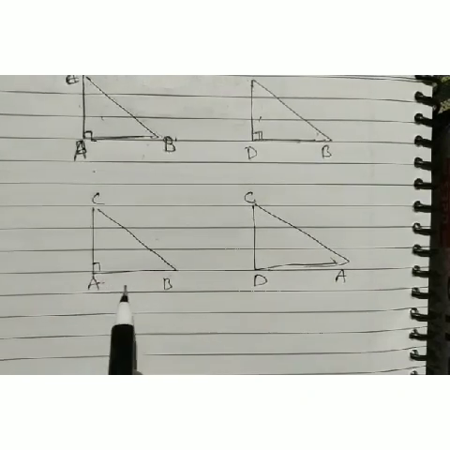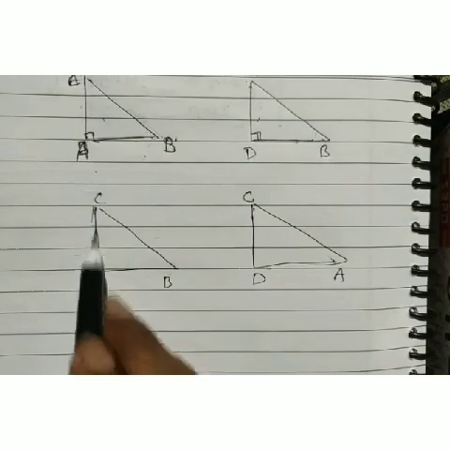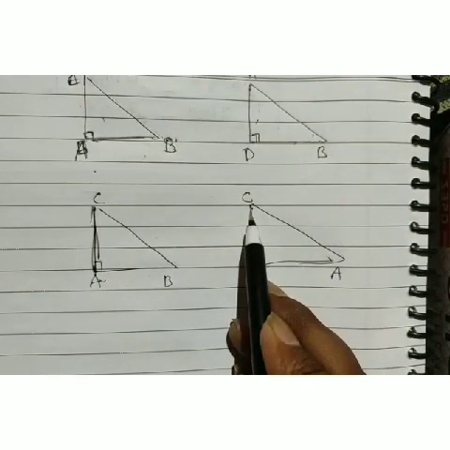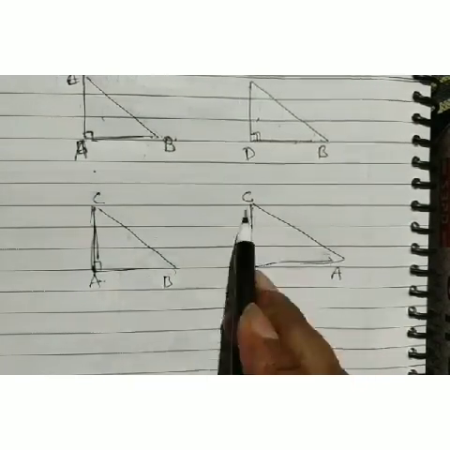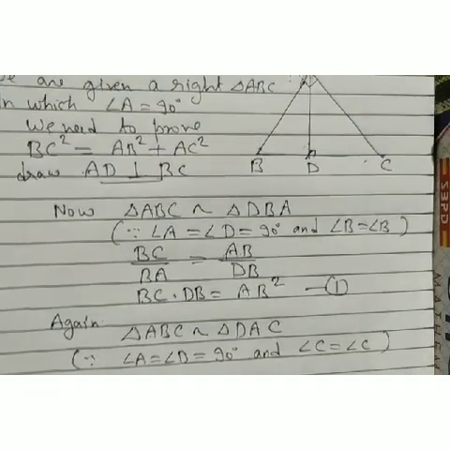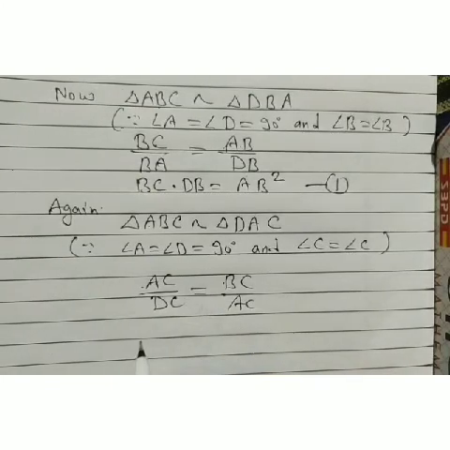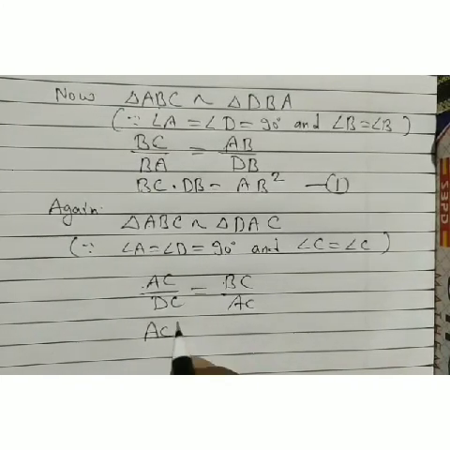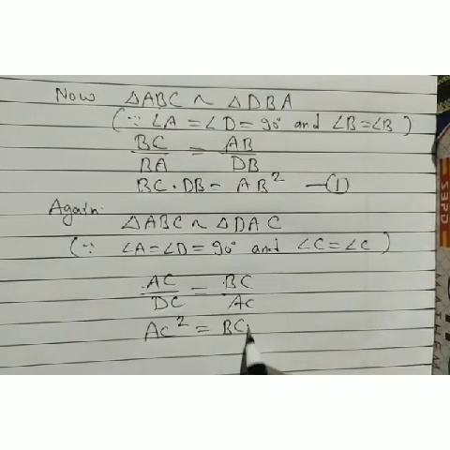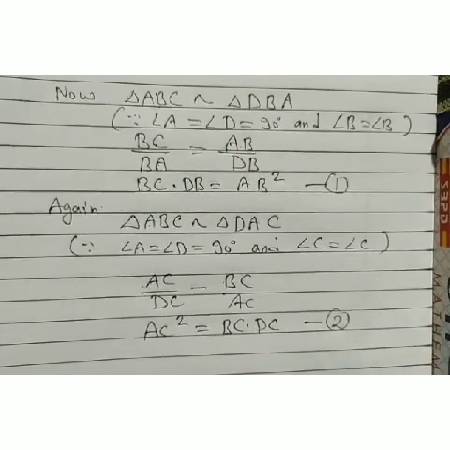Again, what we take there? We take this perpendicular AC. This AC is to DC, and then we take BC is to AC. Since the triangles are similar, their sides are in the same proportion. Now we are going to take cross multiplication again. Then we have AC square equal to BC into DC. This is our equation number 2.